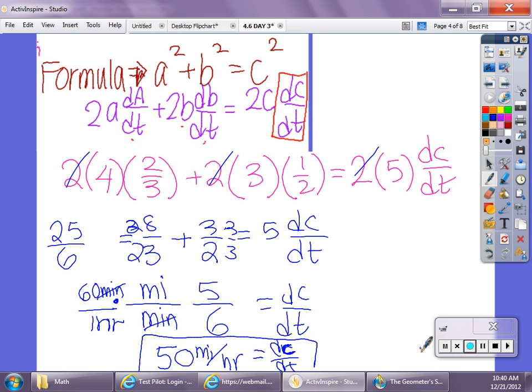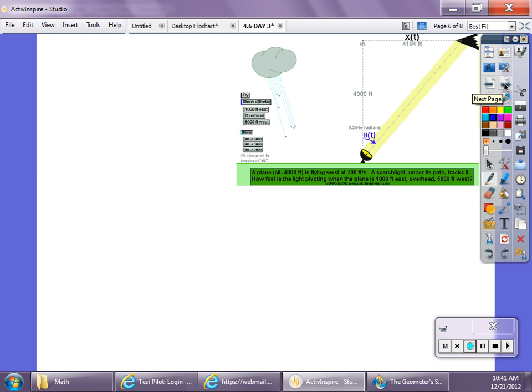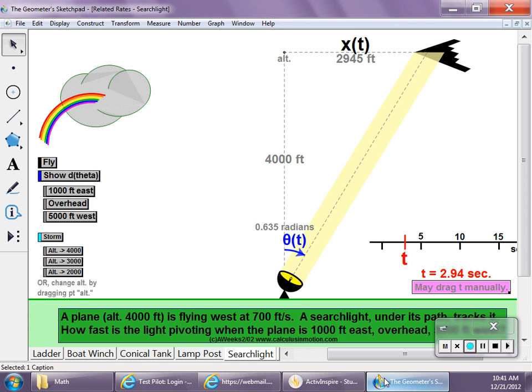The answer is that the distance between the two trucks is changing by 50 miles per hour at the instant of time equal to 6. Okay? All right. So now I'm going to show you this problem. So find that one in your packet. And then while you guys are doing that, I'm going to look real quick.